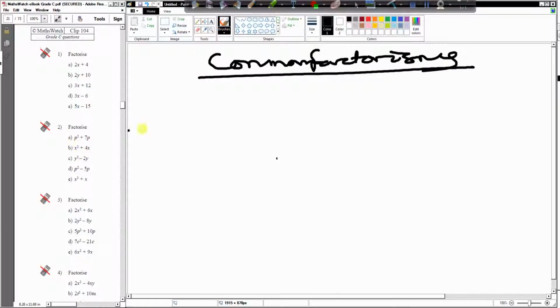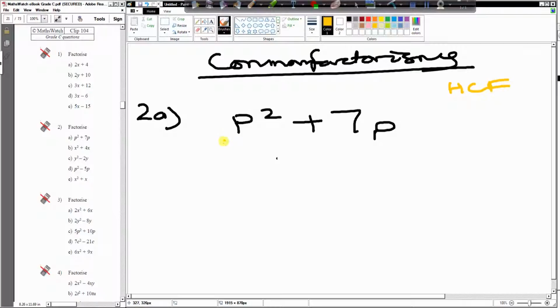Look at question 2a. 2a, we have p squared plus 7p. Now, what we're doing here, again, we're looking for the highest common factor. The highest common factor of this part and this part here. Now, we don't have any numbers which are common, but what do we have that's common? So if we look at p squared and we look at 7p, what is common is p. You have p that's common.